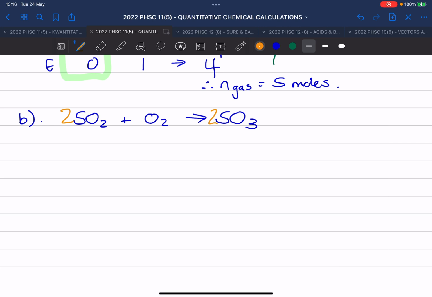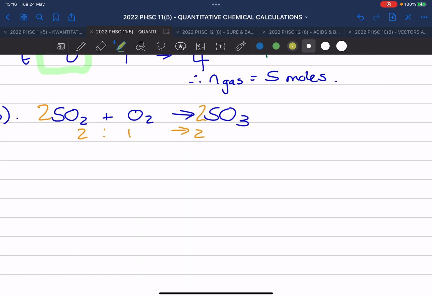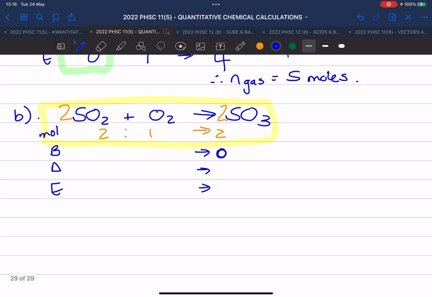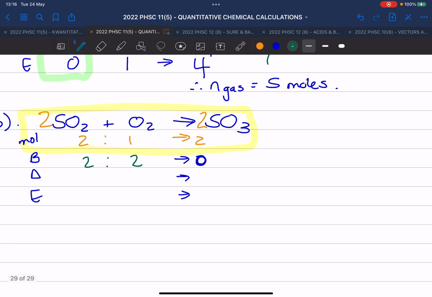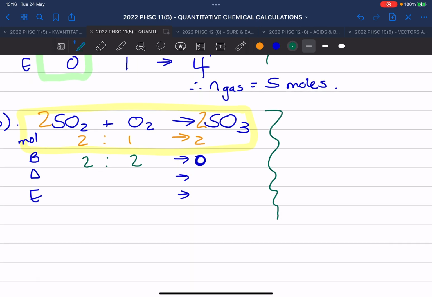Okay, so we have a 2 there, a 1 gives you 2. So that is my mole ratio, that is my recipe. So I should have my beginning, change, end. What I can write down immediately is that I have 0 of that to start with. Bokkie, in the question, how much sulfur dioxide did they say we have? 2. And oxygen? Also 2.